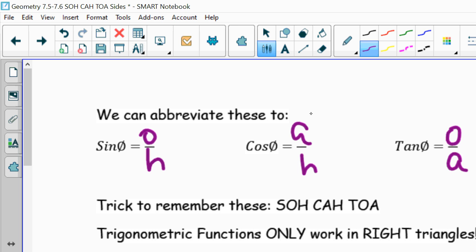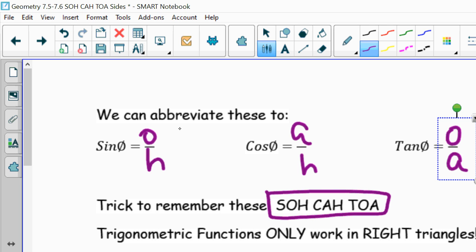We have to memorize these, okay? The trick to do that is to know this word, SOH CAH TOA. So memorize this word, SOH CAH TOA, okay? The S stands for sine, O opposite, H hypotenuse. C stands for cosine, A adjacent, H hypotenuse. T is tangent, O opposite, A adjacent.